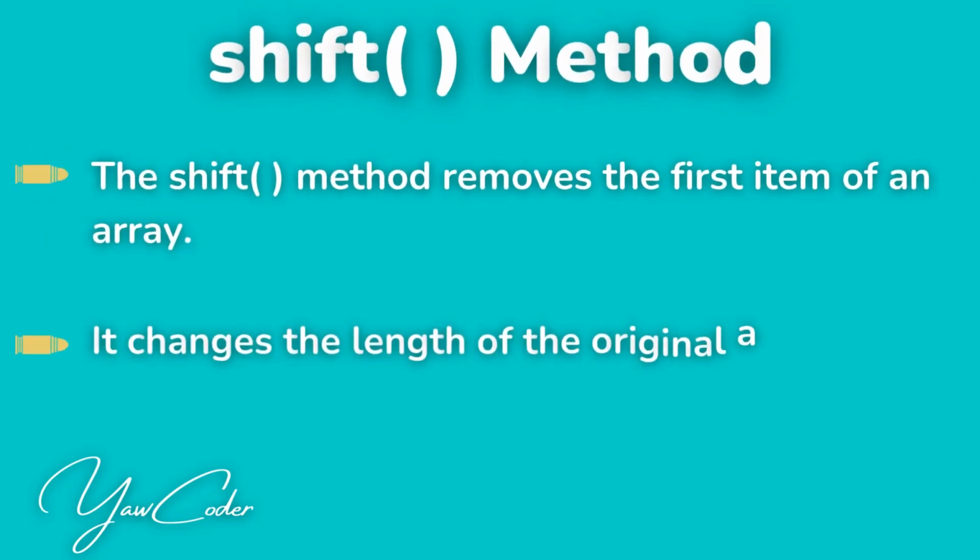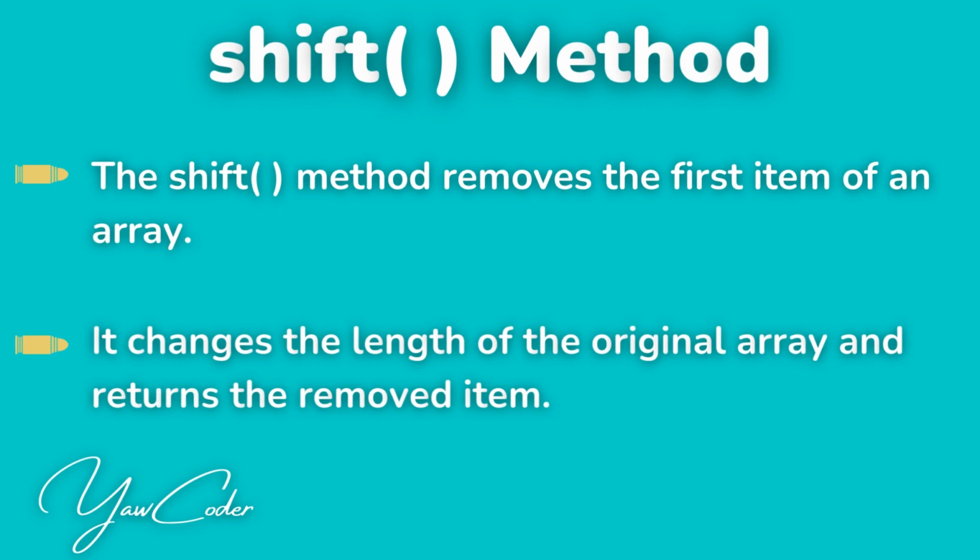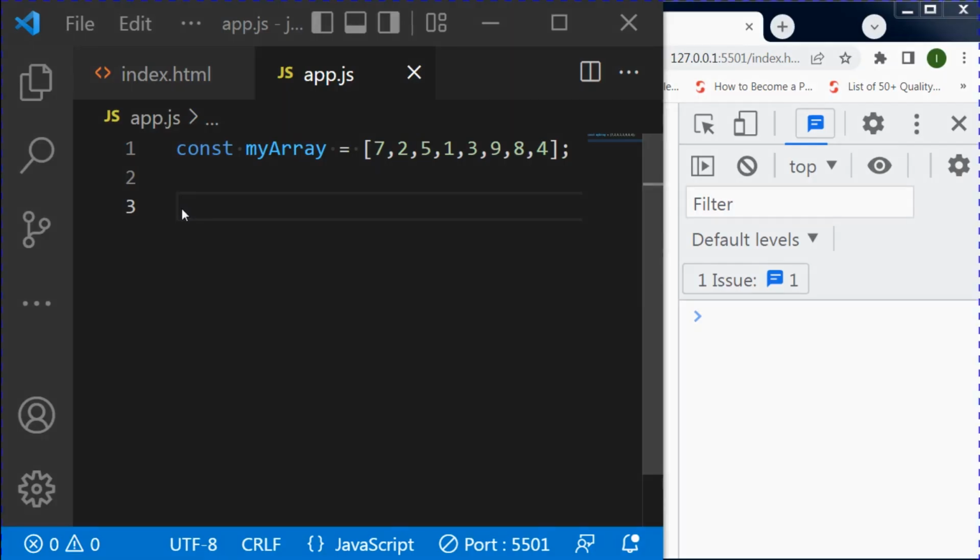The next array method I will talk about is the shift method. The shift method removes the first item of an array. Just like the previous ones we've talked about, the shift method changes the original array and returns the removed item. Now let's run the shift method on my array.